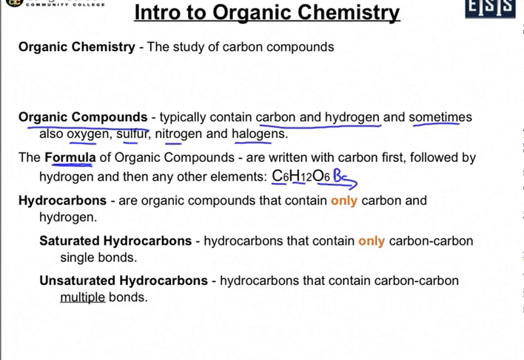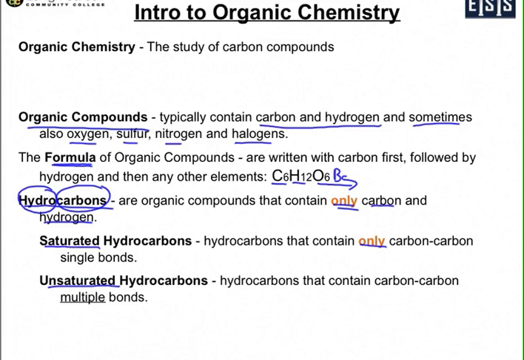Now, the most basic organic compound is a hydrocarbon, and that's where the organic compound only has carbon and hydrogen in it. The name comes from hydro for hydrogen and carbon for the carbon. So hydrocarbons have just carbon and hydrogen. And there are 2 classes of hydrocarbons, either saturated or unsaturated. Those terms pertain to the carbon-carbon bond.